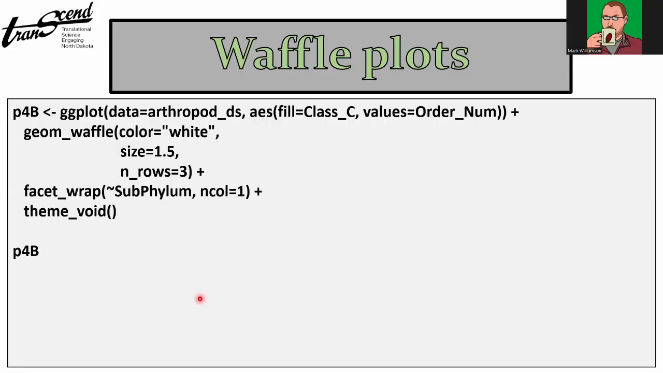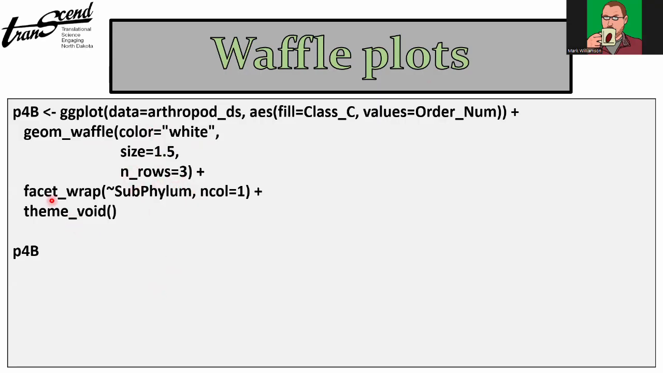Now I'm going to actually switch over. We could use the Waffle function, but we can actually use GeoWaffle from ggplot. So I'll do that here. We have a little more flexibility. So put in my arthropod data set, fill by class category, and then values is going to be order number. In Waffle, I'm going to color it white, bump up the size. I'll have the number of rows to be 3.